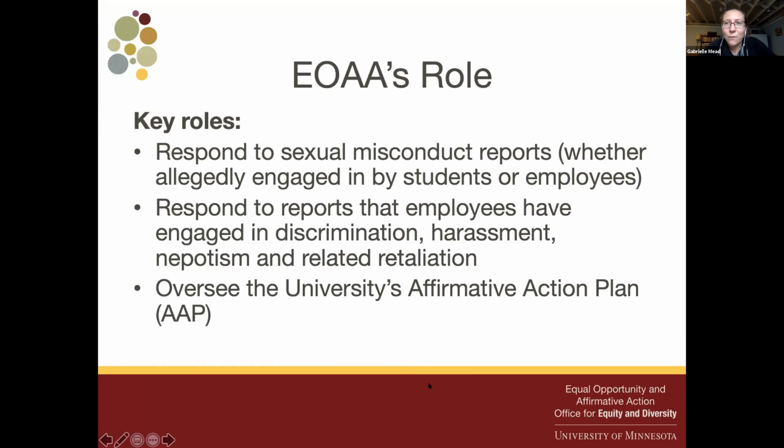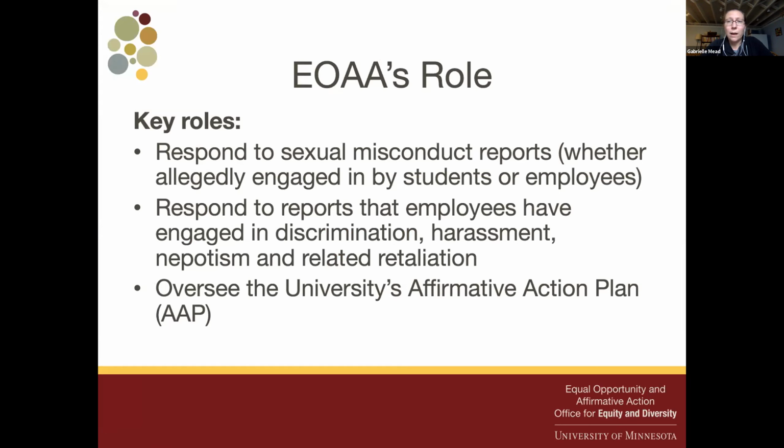So I've listed here on the PowerPoint our key roles. The first is, as you probably have heard by now, we respond to reports of sexual misconduct, and that's all of the concerns about sexual misconduct at the university, whether the conduct is allegedly engaged in by a student or by an employee. So that's a really big part of the work that we do.